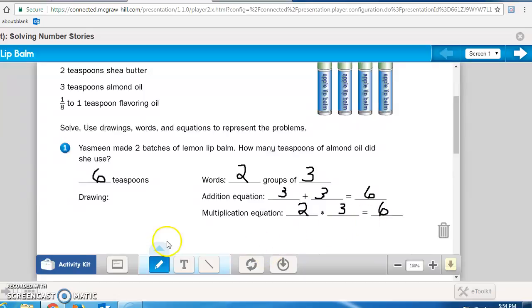Finish page 224 and then bring it up to me to check so I can make sure that you understand what you're doing, that you know how to draw the pictures, how to write the words and numbers, and to do the addition equation. And then I will tell you to proceed on to Math Journal, page 225.